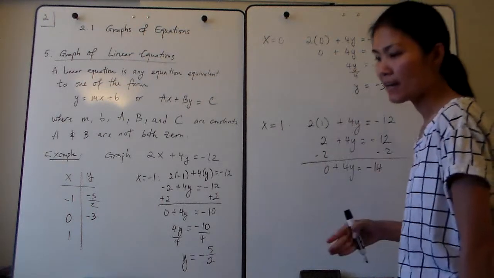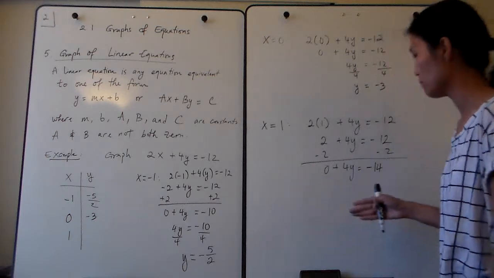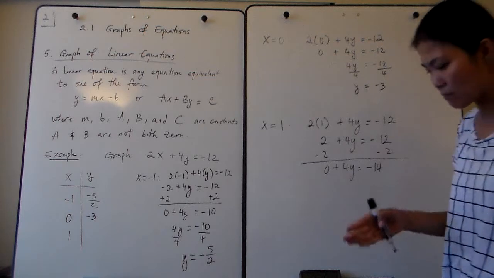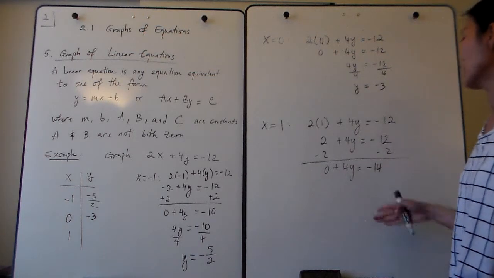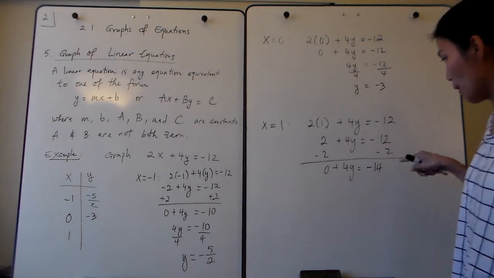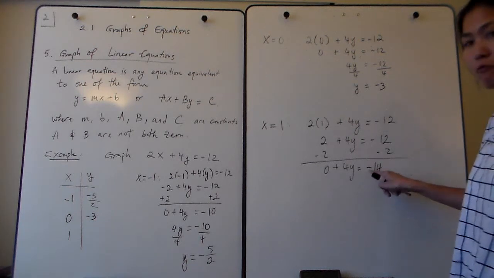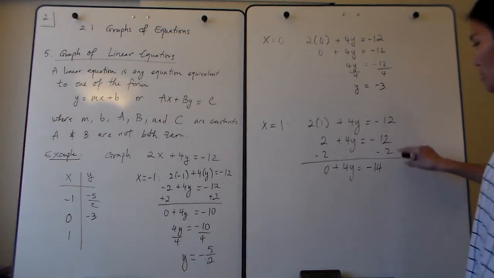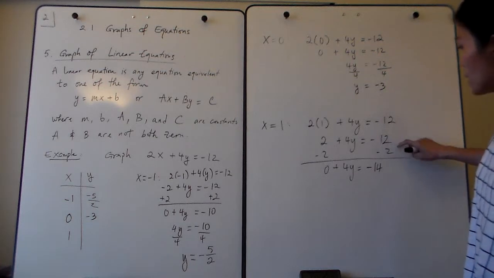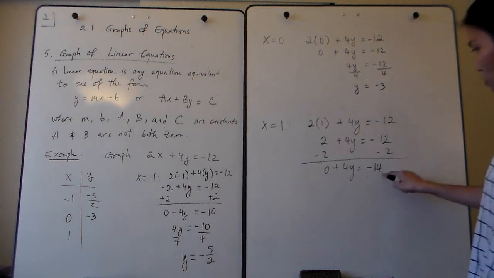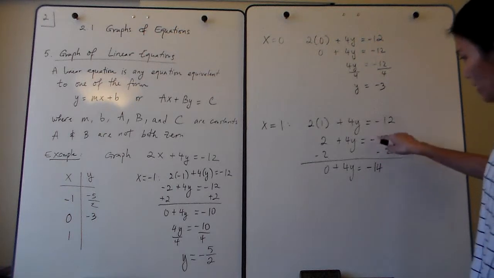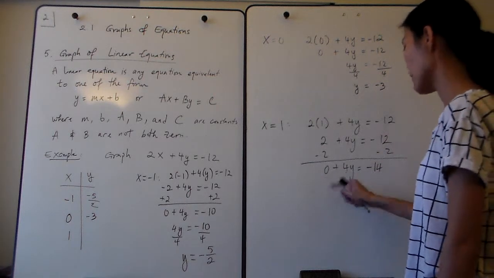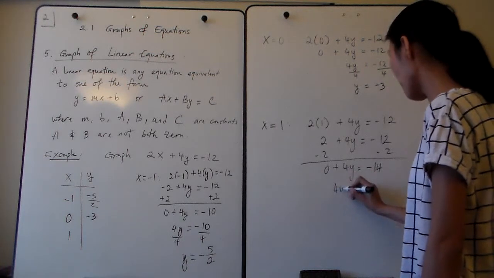Remember, a negative number subtract a number is equal to the sum of that number, but don't forget the negative sign in front, right? These two both are negative numbers. After you combine, you're adding. 12 plus 2 is 14. But because both are negative, it maintains the sign as negative. So 0 plus 4y is 4y.